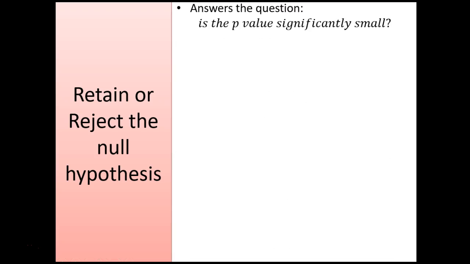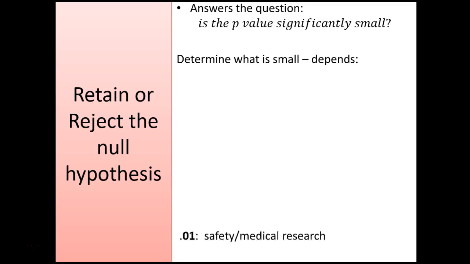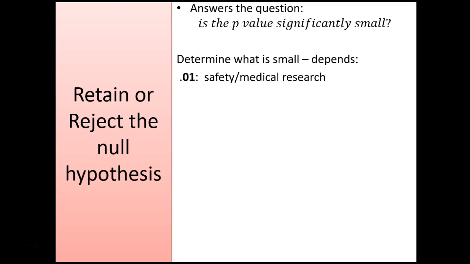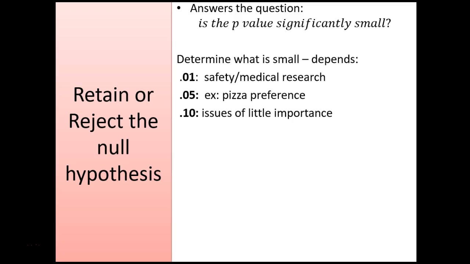All right, so retaining or rejecting the null hypothesis, you just simply answer that question. Is the p-value significantly small? Determining what is small depends on, well, that alpha, what is the critical value. In our case, for this last one, we did 0.05 or 5%. As I told you, sometimes you choose a different cutoff, depending on the situation.